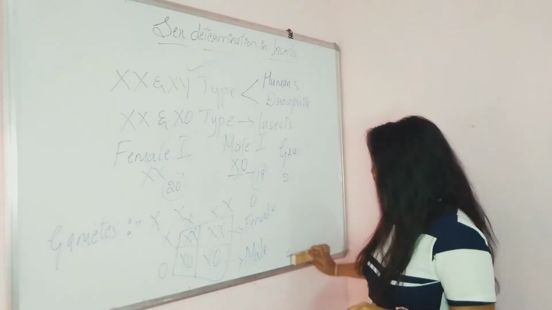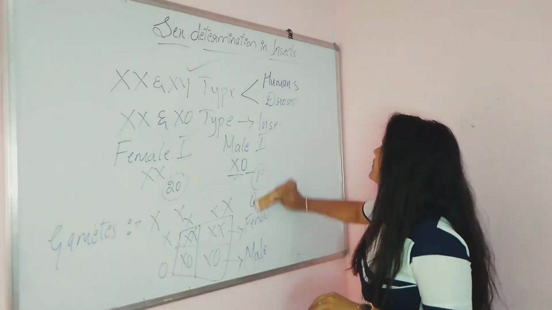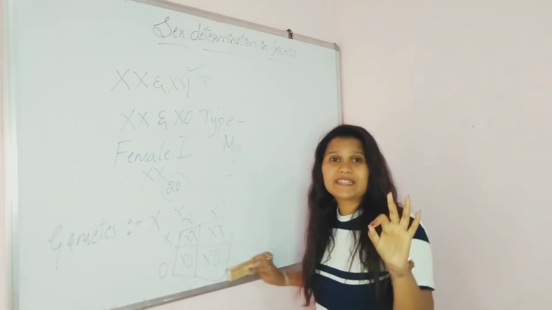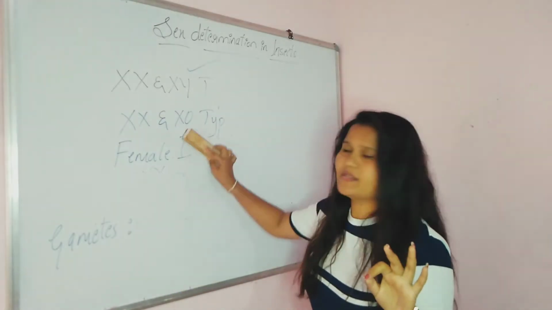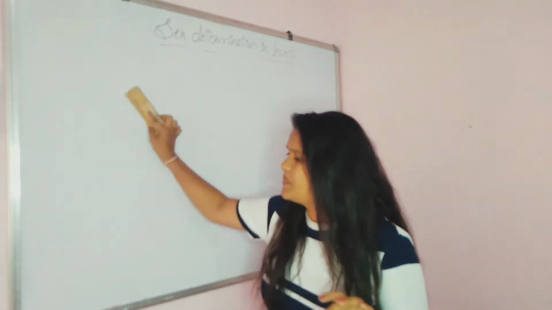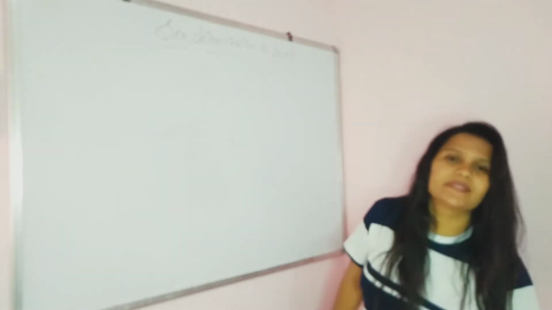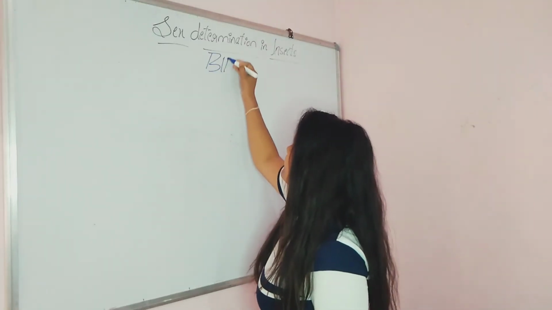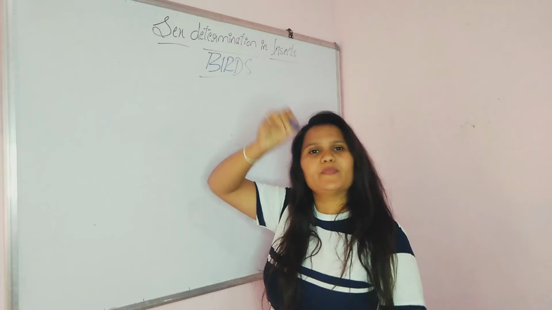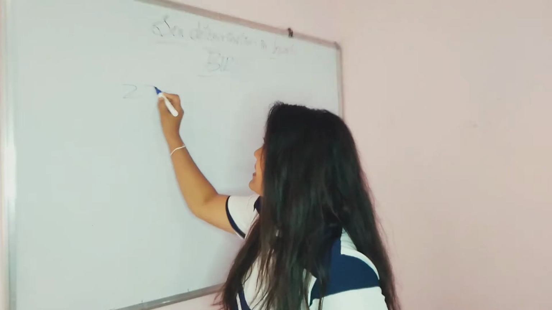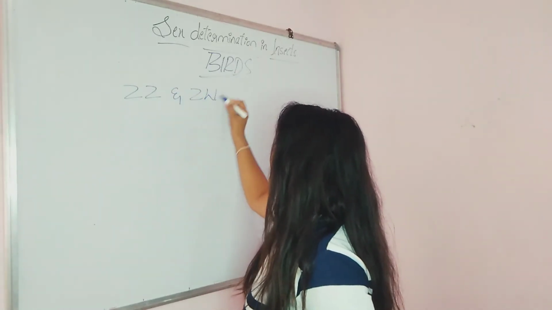I think you got it. If you have any doubt, please ask me. Now we learned XX and XY, and also XX and X0, in humans, Drosophila and insects. Now we'll study the ZW and ZZ type of sex determination, which is in the case of birds. In birds, how can we determine the sex of the offspring? For that we will study the ZZ and ZW type.